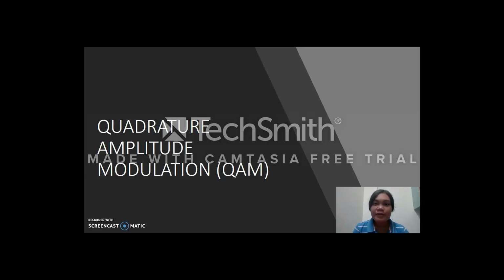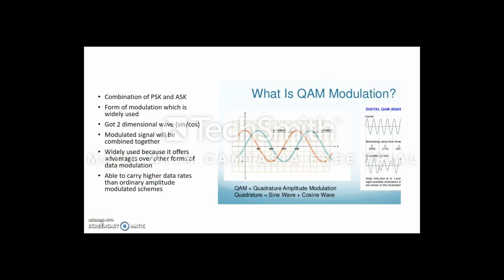Hi, my name is Najwa and I will be explaining about QAM. What is QAM modulation? QAM is a combination of ASK and PSK. QAM is also a form of modulation widely used for modulating data signals onto a carrier used for radio communications, and it has a two-dimensional wave, which you can see here, with sine and cosine. It is also widely used because it offers advantages over other forms of data modulation, such as PSK, and is able to carry higher data rates than ordinary amplitude modulated schemes.